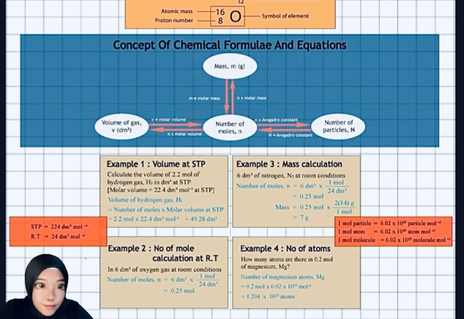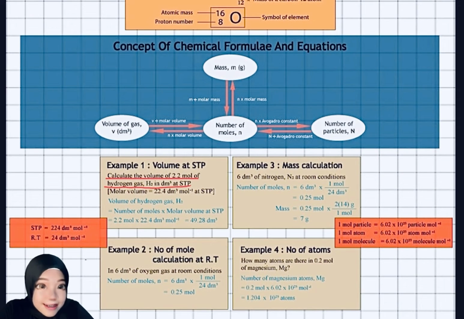In example 1, the question asks to calculate the volume of 2.2 mole of hydrogen gas in dm cube at standard temperature and pressure, known as STP. So what we have to do is we take the number of moles given in the question, which is 2.2 mole, and times it with the molar volume at standard temperature pressure, which is 22.4 dm cube per mole.